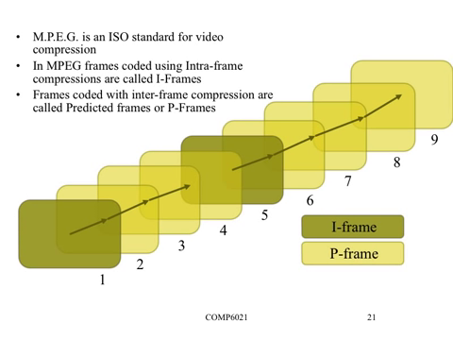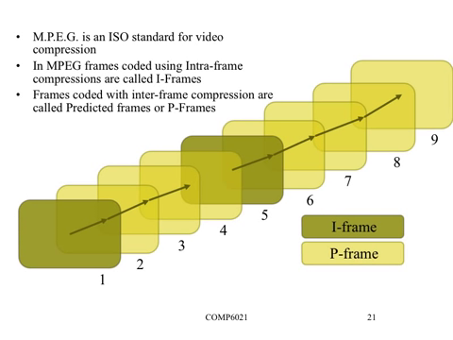So MPEG uses intraframe compression. They're called iframes, and it has predicted frames. We call those P frames. And so a P frame uses information from an iframe. So if we look at frame 1 there, that would be an iframe, an intraframe, which is basically like a JPEG. So you're saying frame 1, here's the picture.